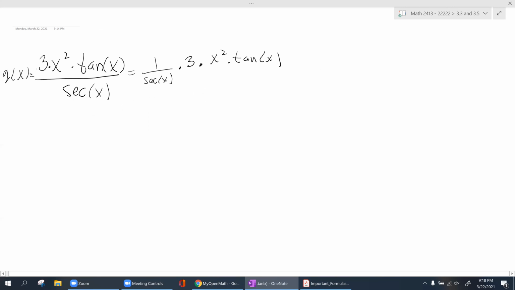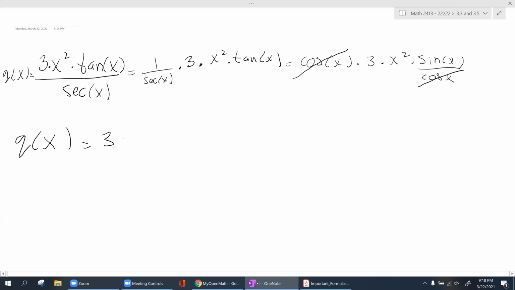If I ask you to take the derivative of this, we know with a lot of these we need to rewrite certain things. I know what 1 over secant is. It's the reciprocal. It's not S, it has to be with C. So this is just cosine of x times 3 times x squared times tangent, which is just sine of x over cosine of x. Hey, these two cancel out, meaning all I have here is 3 times x squared times sine of x.